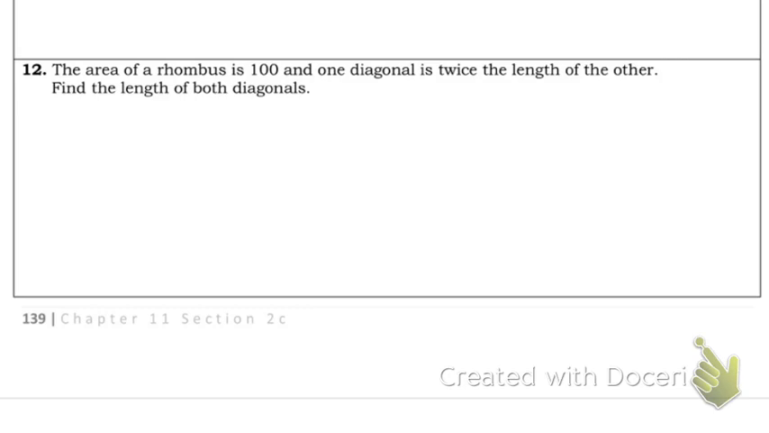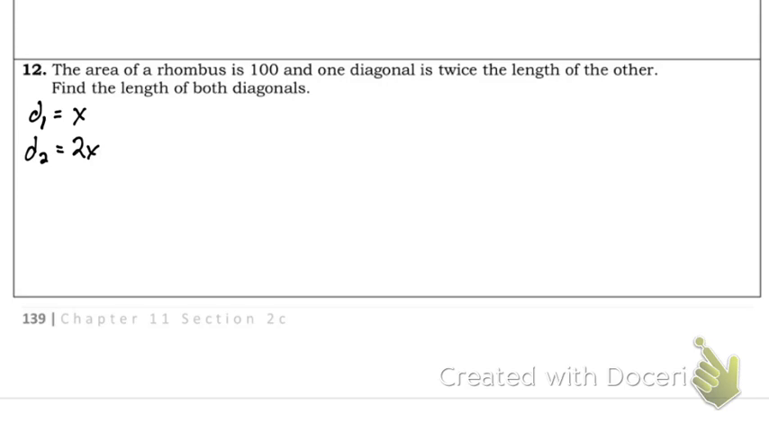No. Let's go through it. The area of a rhombus is 100, and one diagonal is twice the length of the other. So let's say diagonal 1 equals x. Then my other diagonal is twice as long, so that's 2x. Find the length of both diagonals.